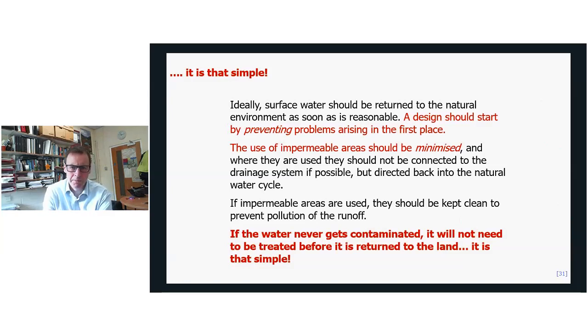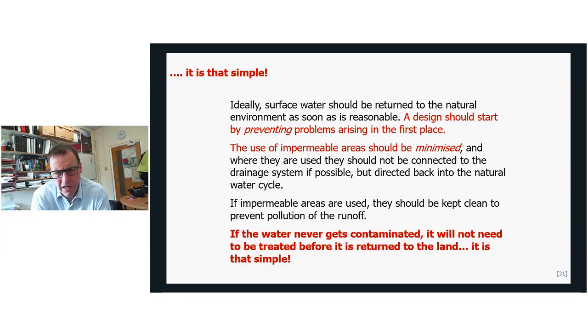So it's that simple, as it says in this slide. Surface water should be returned to the natural environment as soon as is reasonable. Design should start by preventing problems from arising in the first place. So that's about source control, and it's also having to think about the surfaces you have in your catchment and the pollutants that are building up on them, and are you taking reasonable steps to remove those pollutants.